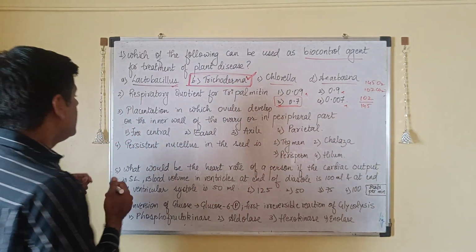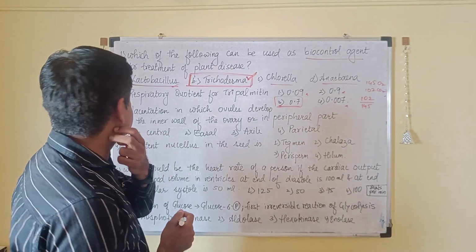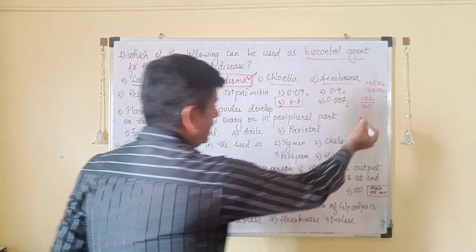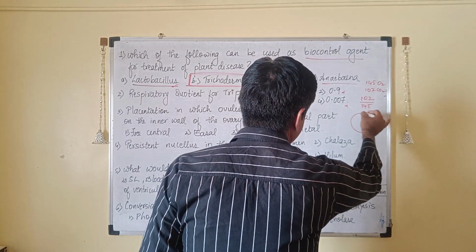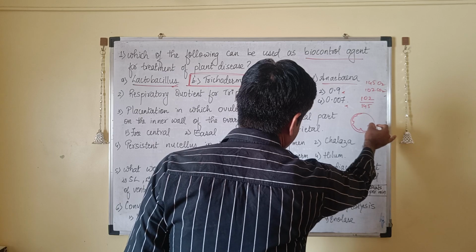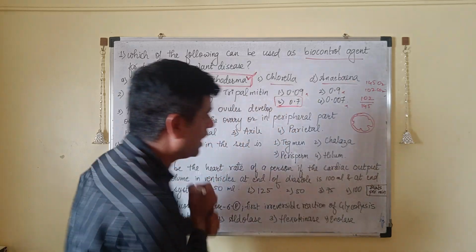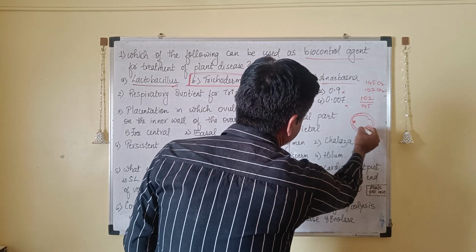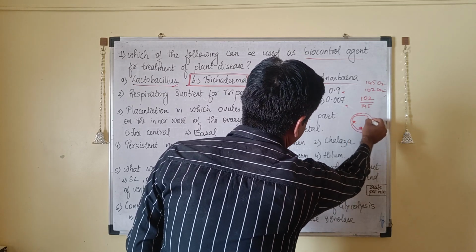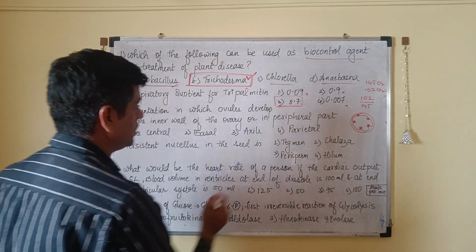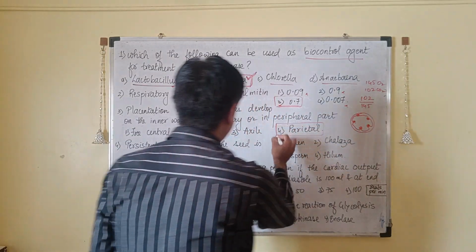Placentation, in which ovules develop from the inner wall of the ovary, or in the peripheral part, from the sideways. I couldn't see the ovules there, but yes, the ones which are coming from the inner wall, from the periphery, from the sides, that is what is called parietal.